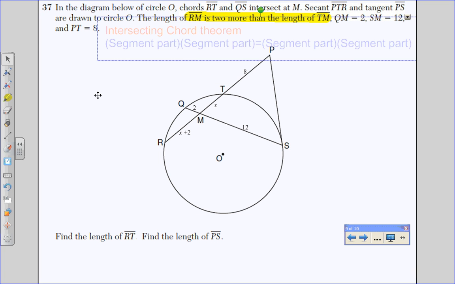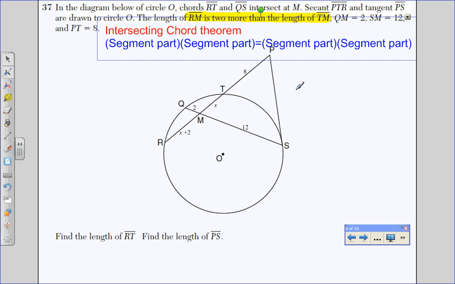That's the intersecting chord theorem. Segment part times segment part is equal to segment part times segment part. Basically, I'm going to take a part of one segment, so I'm going to start with the segment RT. So a part of RT is RM, so that's going to be X plus 2 times the other part, that's X, equals segment part times segment part, so that's going to be 2 times 12.